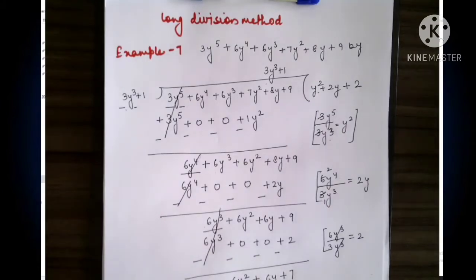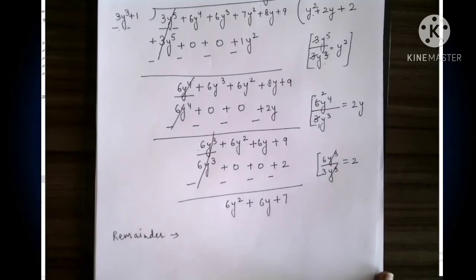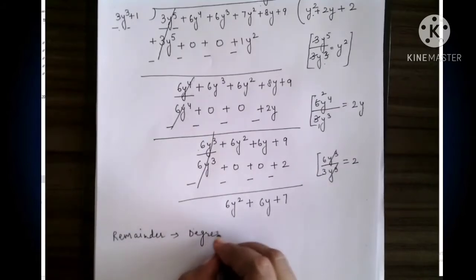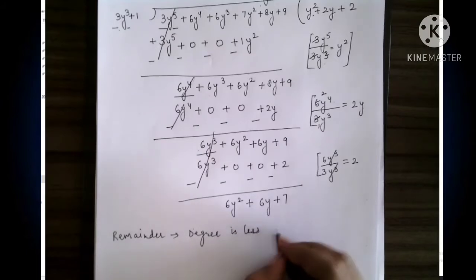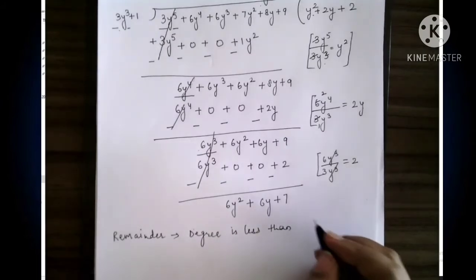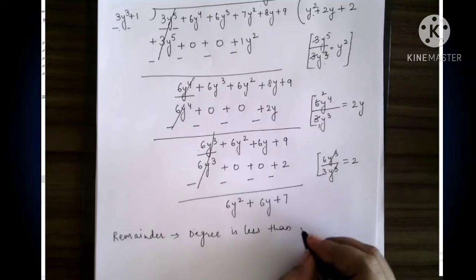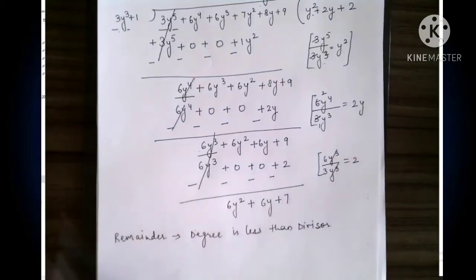ये अपना आपके पास आ गया. But mind it, this is not your new dividend. This is your remainder. How we come to know this is the remainder? Keep in mind student, how we will come to know what is our remainder? That degree is less than divisor. जिस step पर remainder की degree less than divisor हो जाएगी, that step will be the final one.